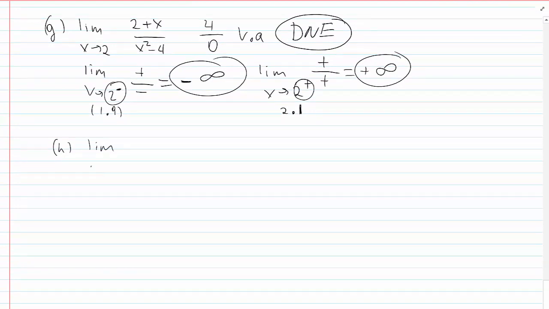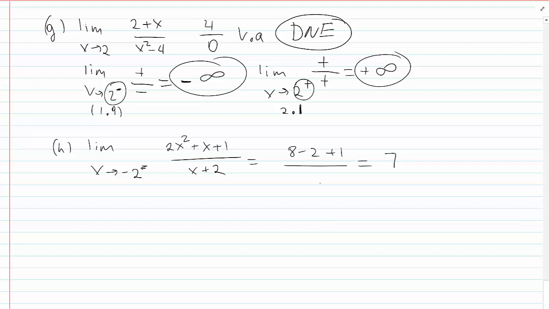Okay, part H: the limit as x approaches -2 from the left side of (2x squared + x + 1) divided by (x + 2). If you substitute -2 inside this expression, you will get 4 times 2 is 8, minus 2, plus 1, so that's a 7, and the bottom is 0. So look at this. Again, we know that it is going to be a vertical asymptote.